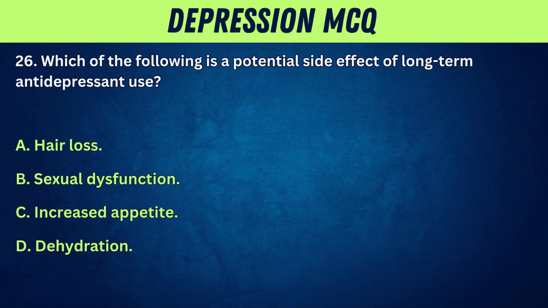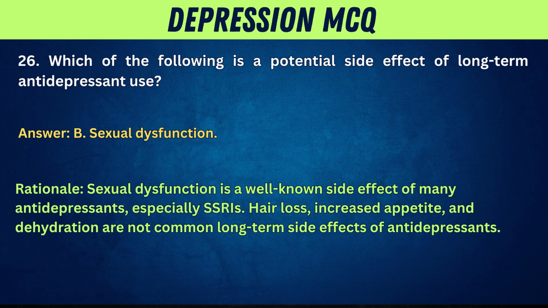26. Which of the following is a potential side effect of long-term antidepressant use? A. Hair loss. B. Sexual dysfunction. C. Increased appetite. D. Dehydration. Answer: B. Sexual dysfunction. Rationale: Sexual dysfunction is a well-known side effect of many antidepressants, especially SSRIs. Hair loss, increased appetite, and dehydration are not common long-term side effects of antidepressants.